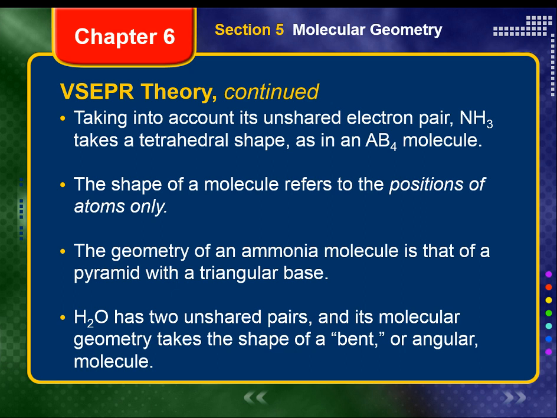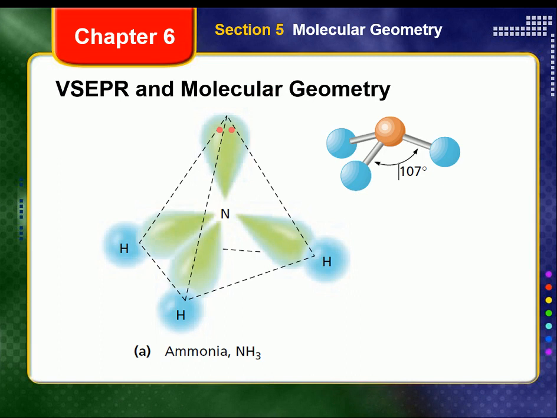Now, lone pairs do occupy space, but our description of the observed shape of a molecule refers to the positions of atoms only. Consequently, as shown in figure 6-22A on page 185 of your text or on the screen now, the molecular geometry of an ammonia molecule is that of a pyramid with a triangular base. The general VSEPR formula for molecules such as ammonia is AB3E, where E represents the unshared electron pair.